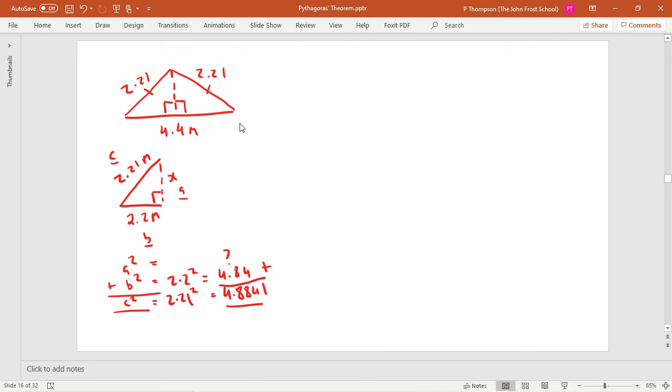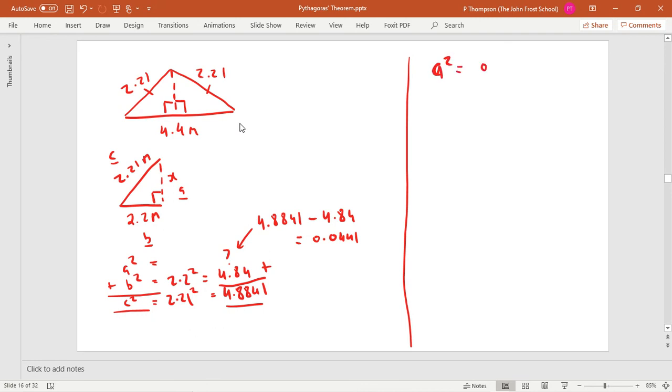So to find this, let me put a separator here. To find this, I'll just do 4.8841, take away 4.84, and I get 0.0441. So I'll come up here now. So it's not C squared, sorry, A squared, my fault. A squared is 0.0441. So A is the root of this quantity.